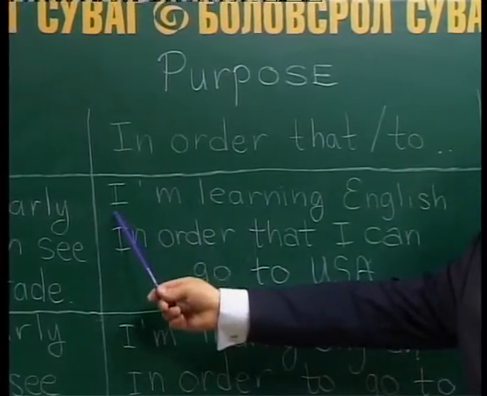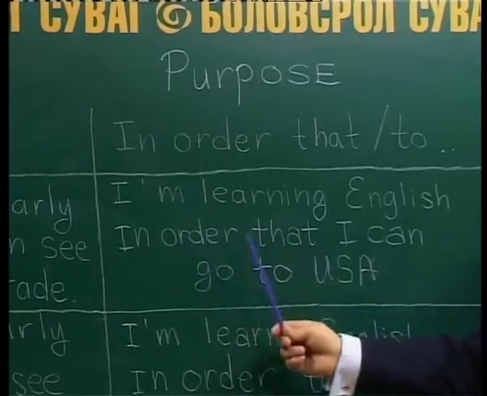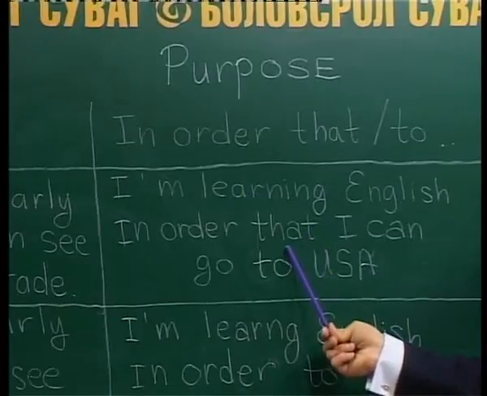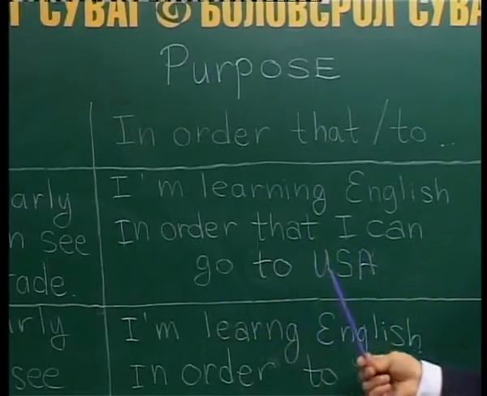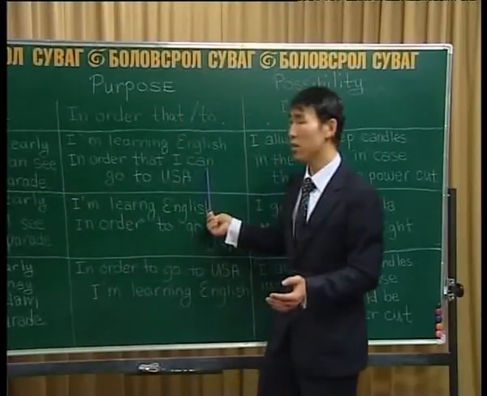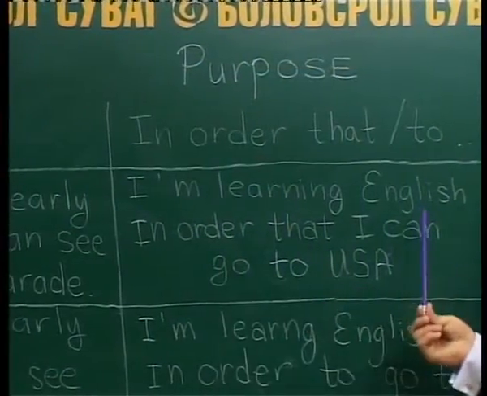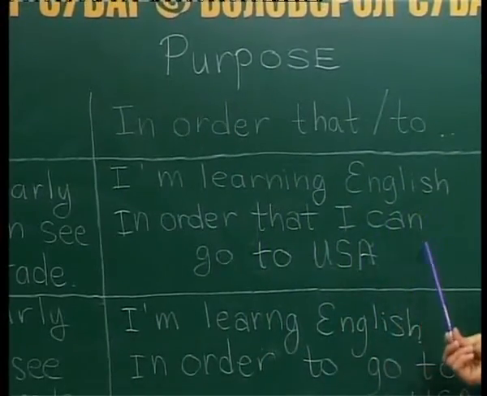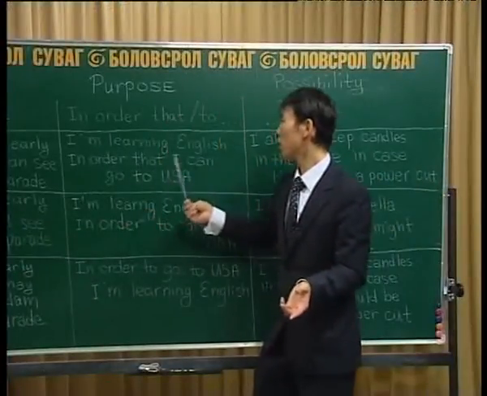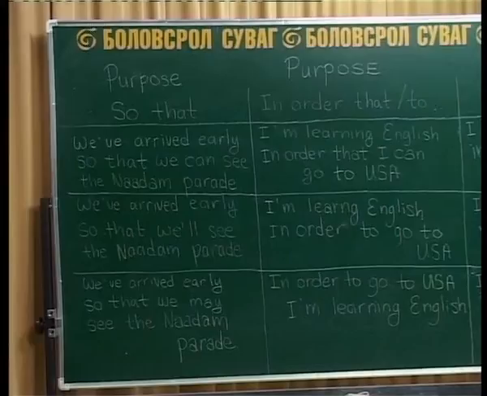Let's look at it again. I am learning English in order that I can go to USA. This is the same can we learned before. You can say, I'm learning English in order that I will go to USA. You can say it differently: I'm learning English in order that I may go to USA.